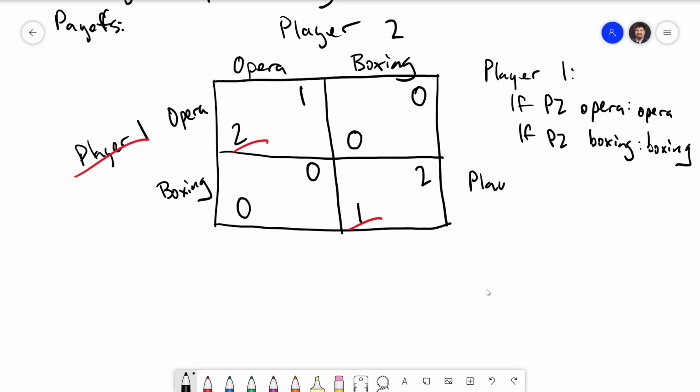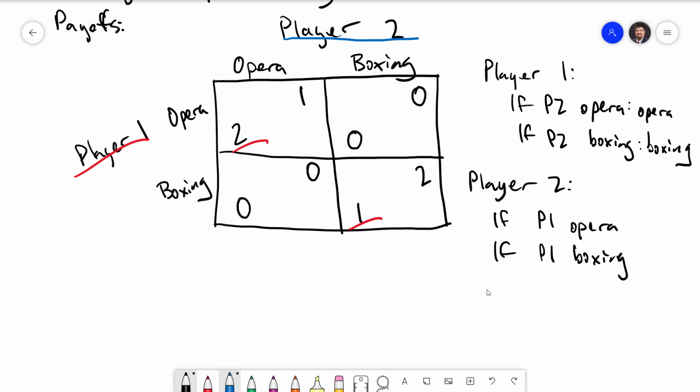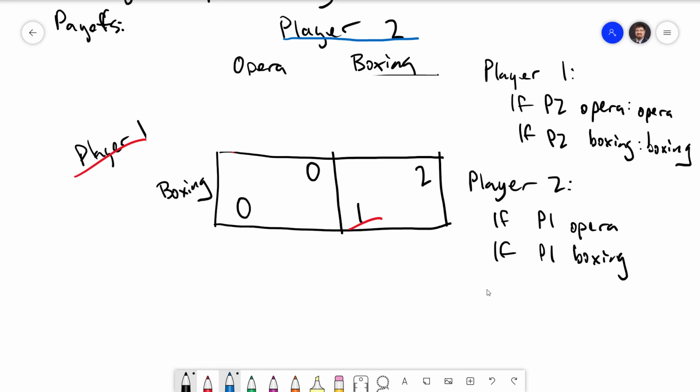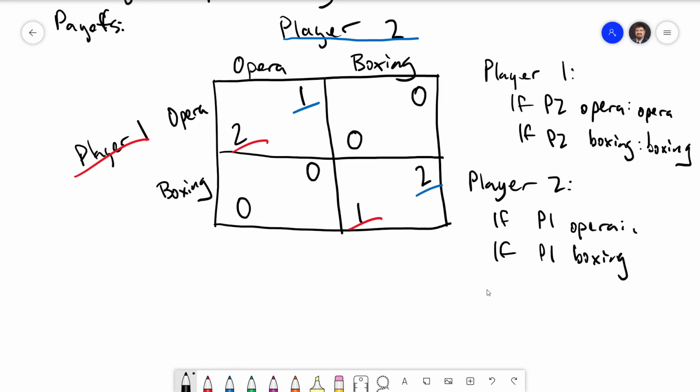Now for player 2, the best response function must again consider all possibilities. So if player 1 goes to opera or player 1 goes to boxing, what should we do? If we look at just what happens if player 1 goes to opera, player 2 prefers to get 1 utility instead of 0 utility, so they prefer to go to opera. Now if we look at just the half of the chart where player 1 goes to boxing, player 2 prefers to go to boxing because 2 is better than 0.